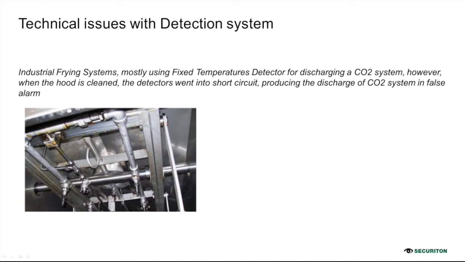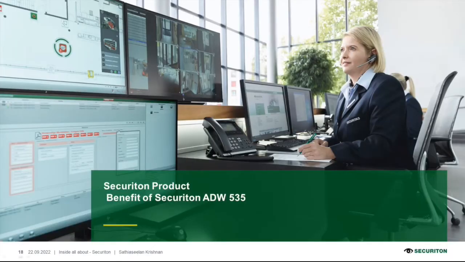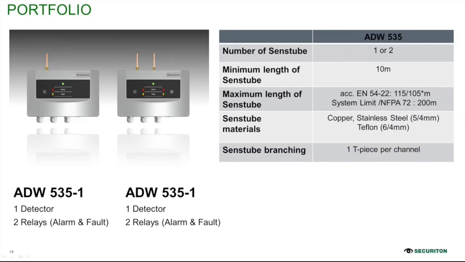So with that, we have looked into what processes are involved, where the components are, and what the risk factors are. We are going to look into a system that can work in such different climate environments, and that would be our ADW 535. Before I go into the solution, I'll give you a brief idea of the types of ADW that we have. We have a single type detector or a dual type detector, which means one sensor or two sensors. The two-sensor type can also be used in various areas of the deep frying area.